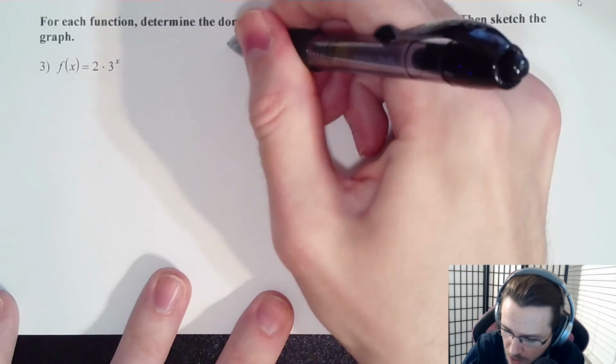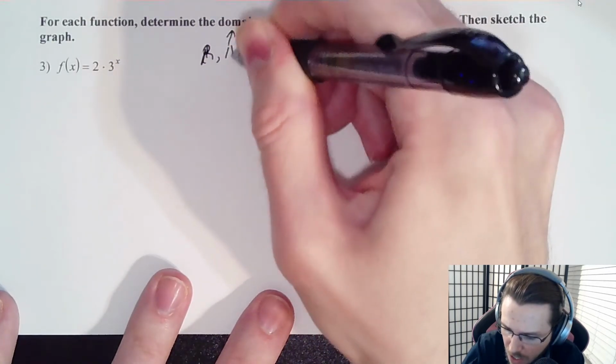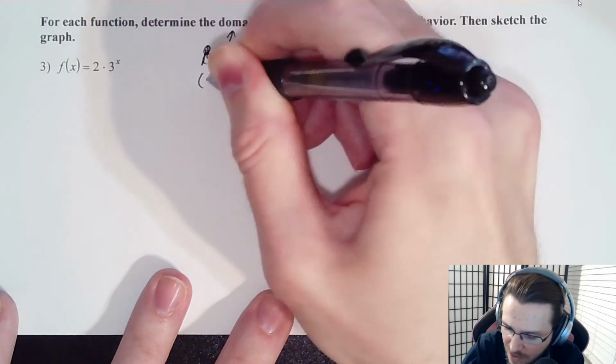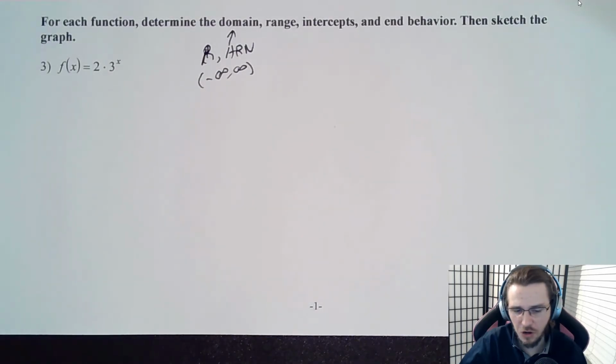So domain, all real numbers are allowed to be plugged in here. You could write the R, or my favorite, negative infinity, comma infinity, that interval notation. That's going to be the case for all of these exponential problems.